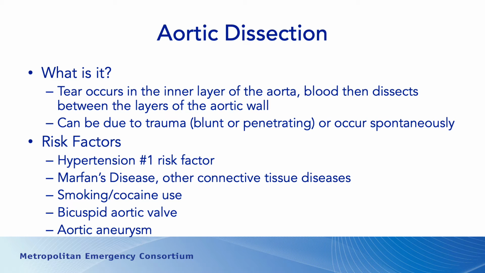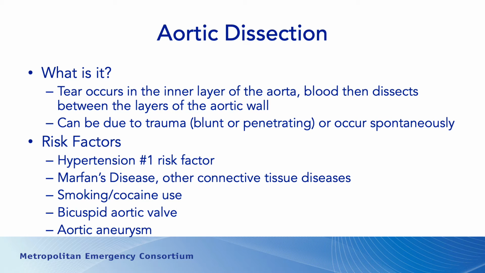The tear could be due to trauma, particularly blunt trauma to the chest. So patients who have a sudden deceleration injury to the chest, usually from an auto accident, can develop an acute dissection, or these dissections can occur spontaneously.